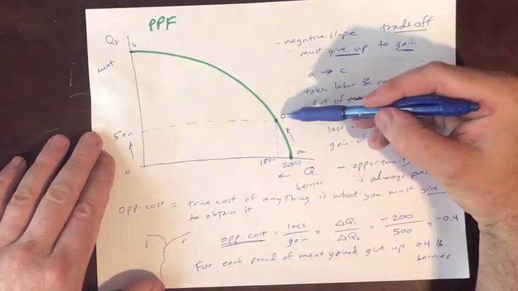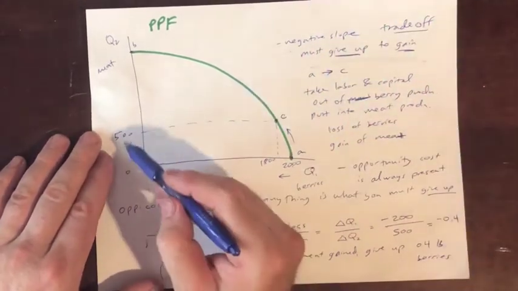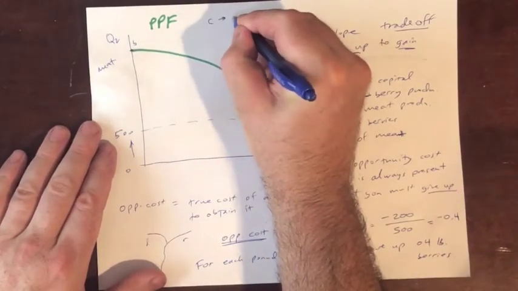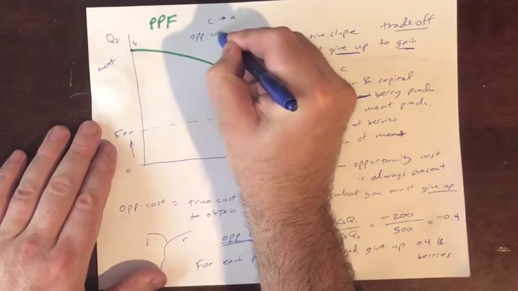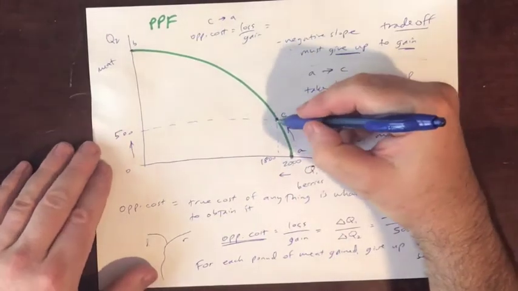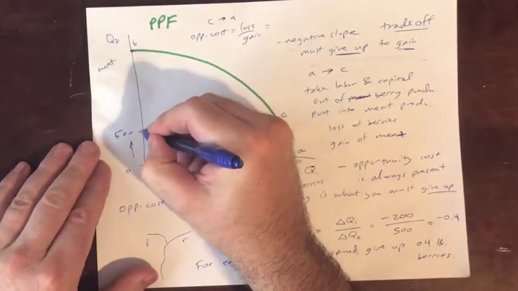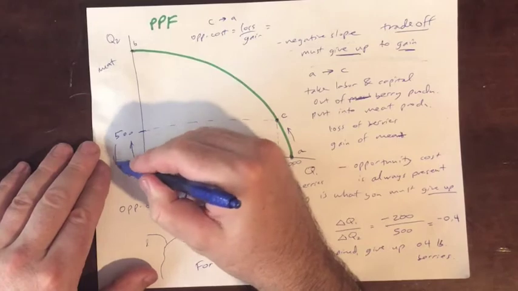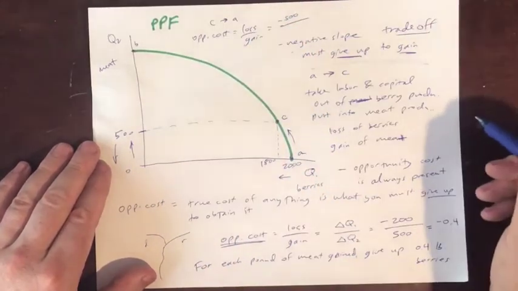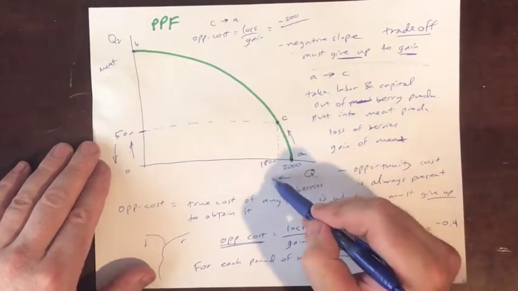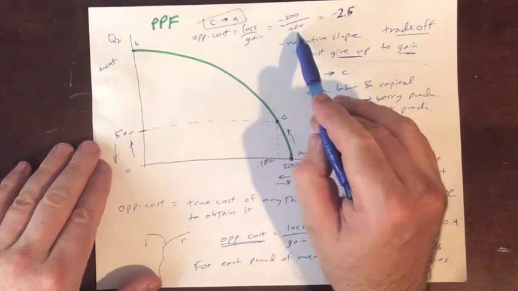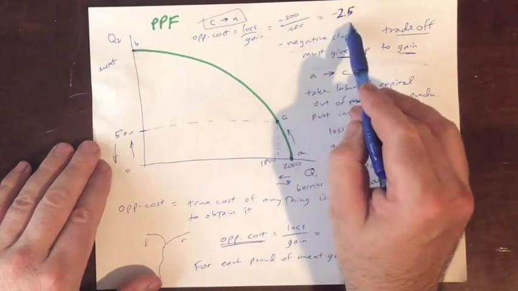If we were going from C to A, this would be the loss. Let's just do that one. So C to A, again, the opportunity cost represents the loss over the gain. If we're starting at C, we're starting at 500 and going down to 0, so that's a negative 500, and we would have a gain on this side of 200. So negative 500 over 200 gives us negative 2.5.